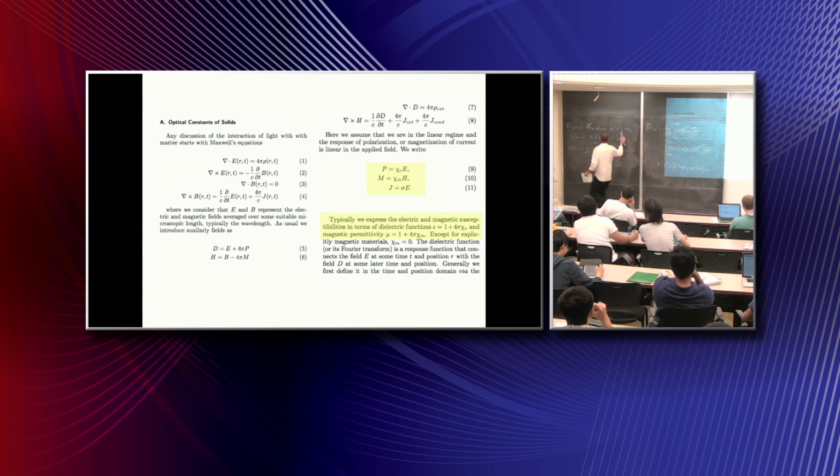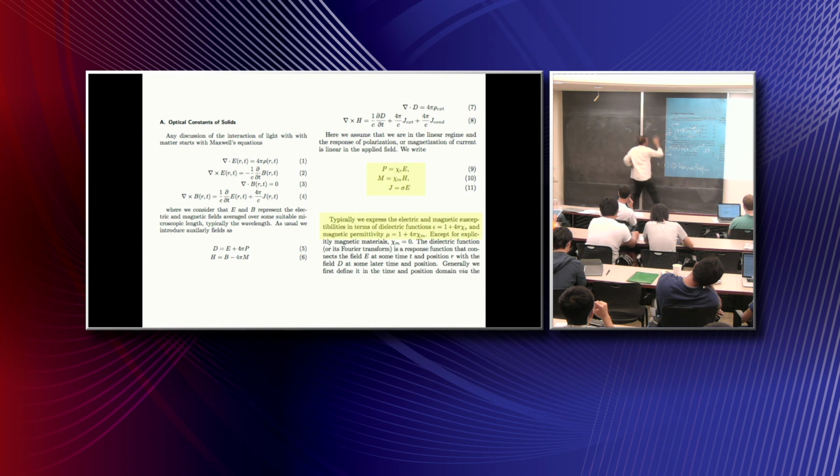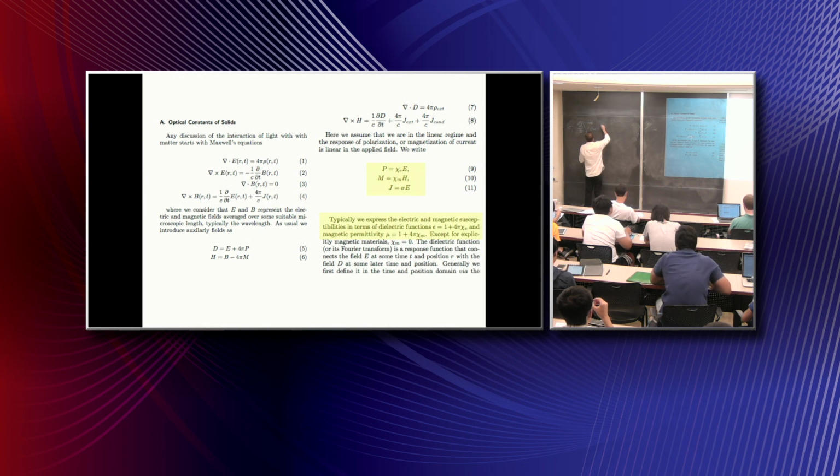Ultimately, we can write down here, we're almost at the end, that the real part of the conductivity can be written as an integral from 0 to infinity in this fashion, and sigma 2 can be written as minus 2 over pi integral from 0 to infinity d omega prime sigma 1 of omega prime over omega prime squared minus omega squared.